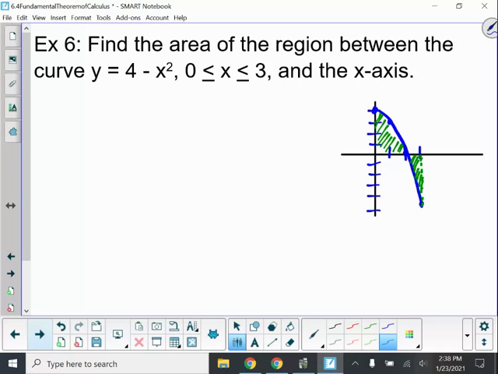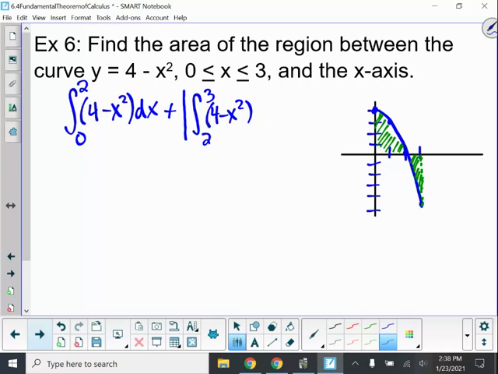So we are actually going to split this up into 2 integrals. This is going to be the integral from 0 to 2 of 4 minus x squared dx, plus, because the second one is actually going to give us a negative value, and I want the total area there, I'm going to do the absolute value from 2 to 3 of 4 minus x squared dx. It can get tricky sometimes. Hopefully the book will explicitly state, or a problem will explicitly state, if they want you to do the absolute value here.